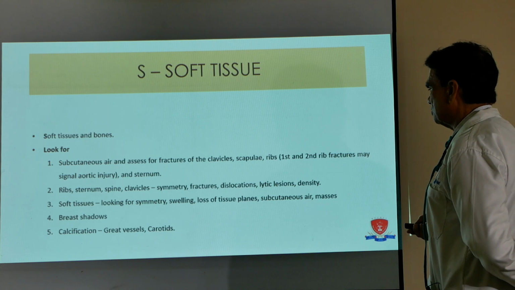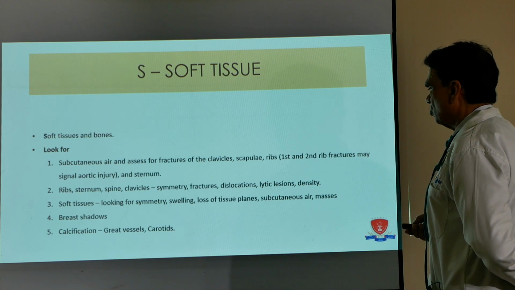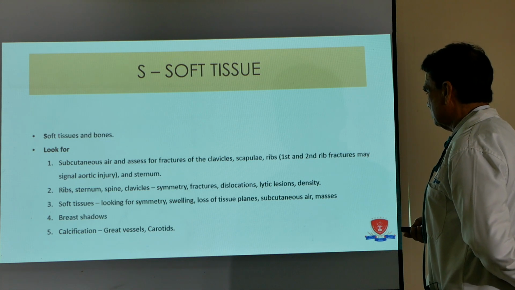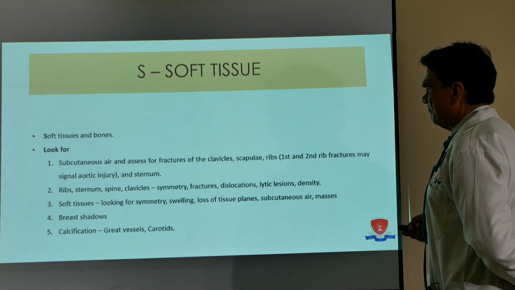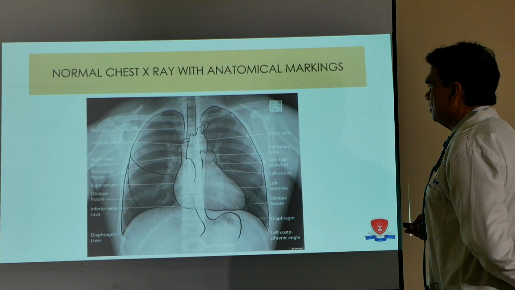You have to look for symmetry, fractures, dislocations, lytic lesions and density. Then third is soft tissues, looking for symmetry, swelling, loss of tissue planes, subcutaneous air, masses. Then fourth is breast shadow, and the fifth is calcification of the great vessels.